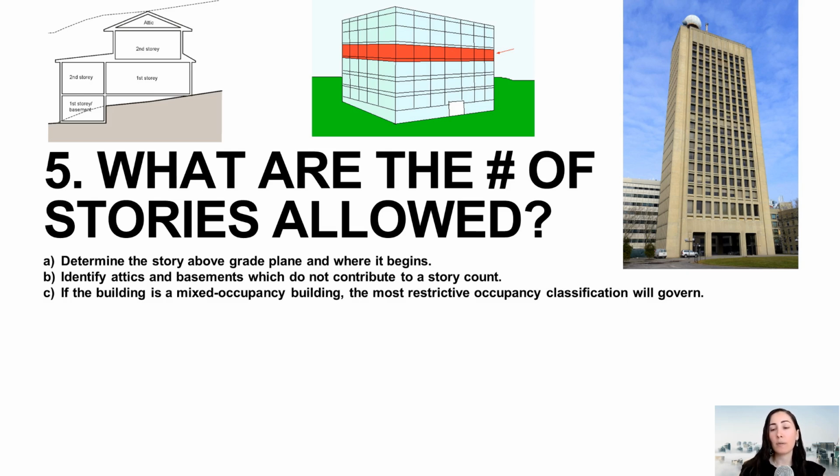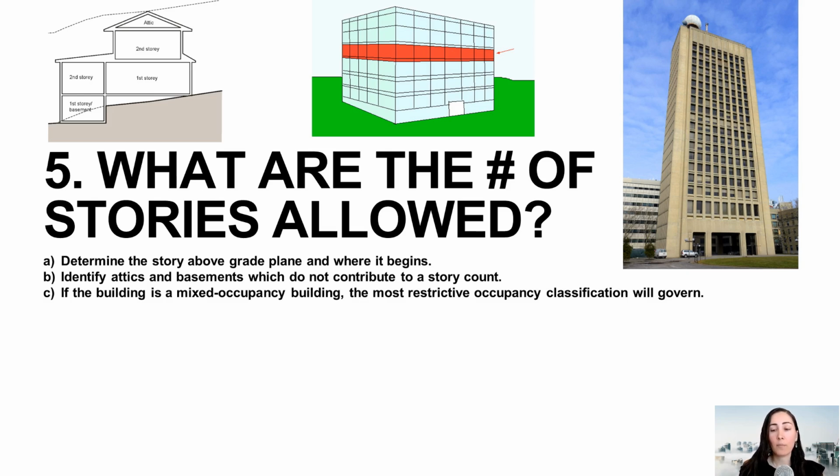In a mixed-use occupancy building like this example, the number of stories is typically determined by the most restrictive occupancy classification. In this case, we have a B and an A2 mixed occupancy. Building codes will often categorize occupancies into groups based on their uses. The occupancy group with the stricter requirements will dictate the building's design and construction requirements.